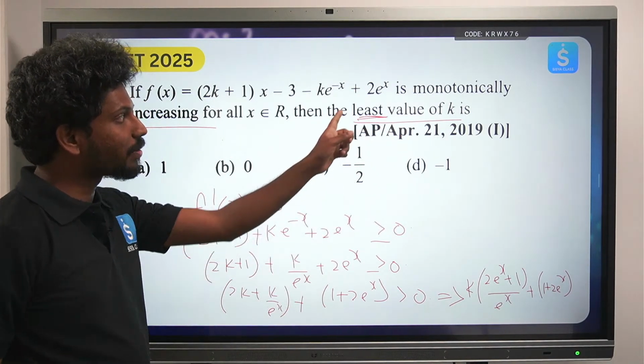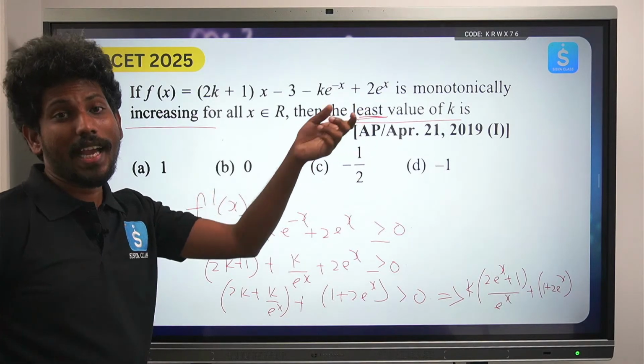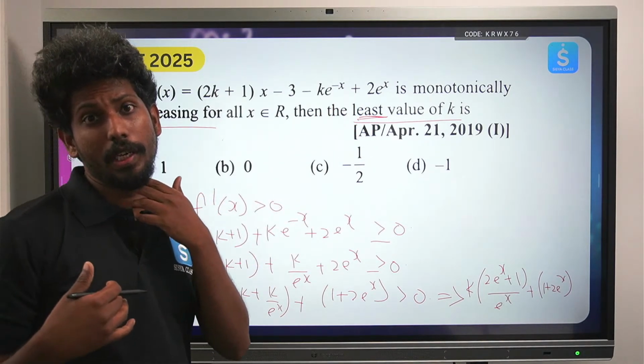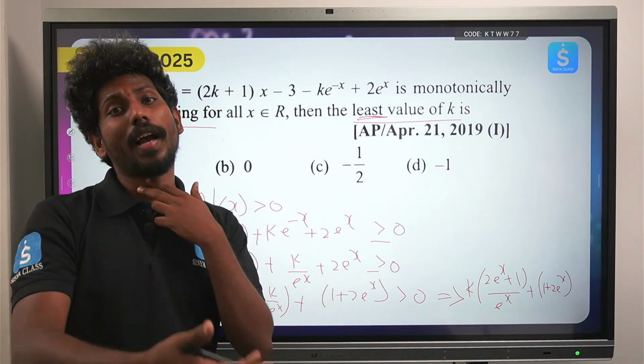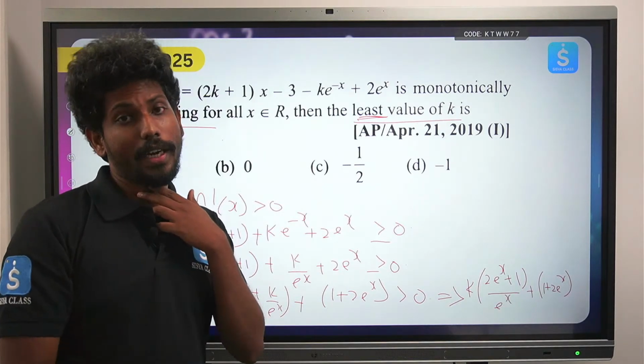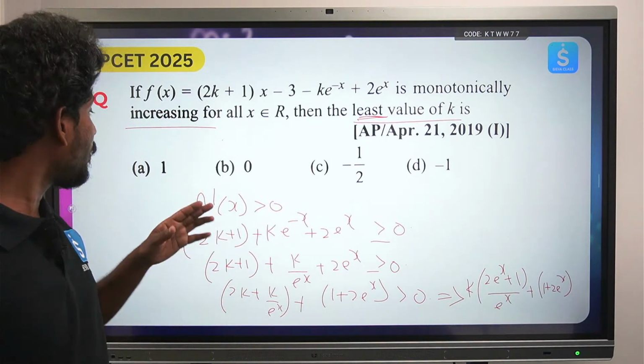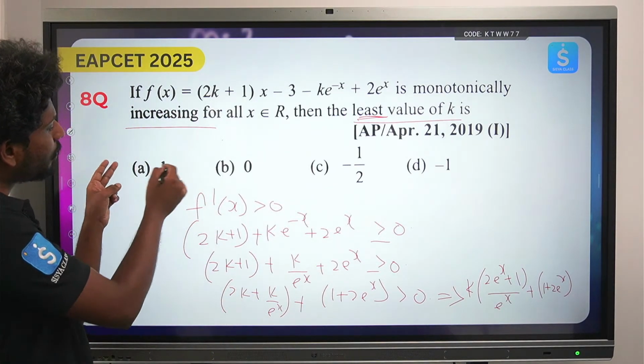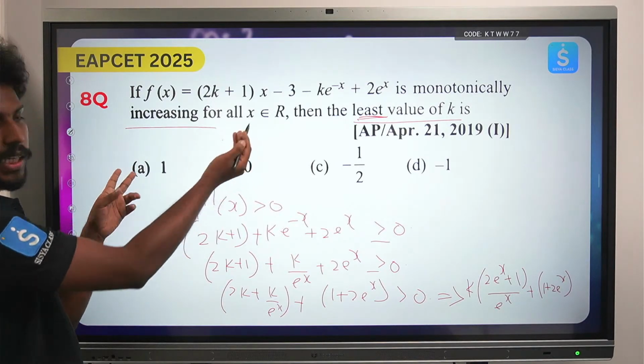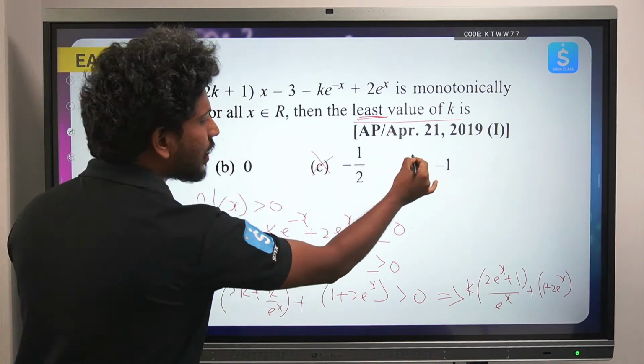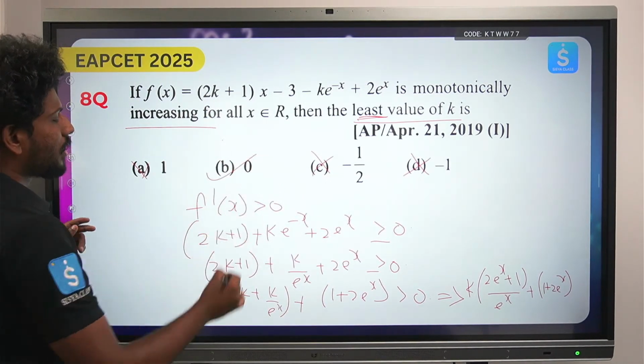So the factor is the least one. Okay, if he were asking what the possible values are where the function would be increasing, then we could have chosen an MSQ, a multiple selective question, with either 1 or 0, right? But that is not the case. So the only value is 0.